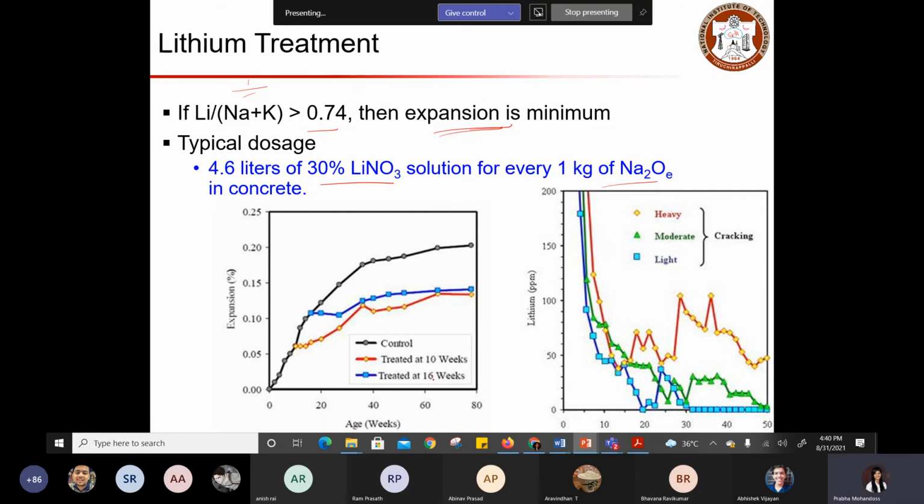You can see the control specimen, which is without lithium, and the concrete treated with lithium for 10 weeks, with increased duration. When you treat with lithium for a longer duration, that can help you reduce the expansion significantly compared to your control concrete.